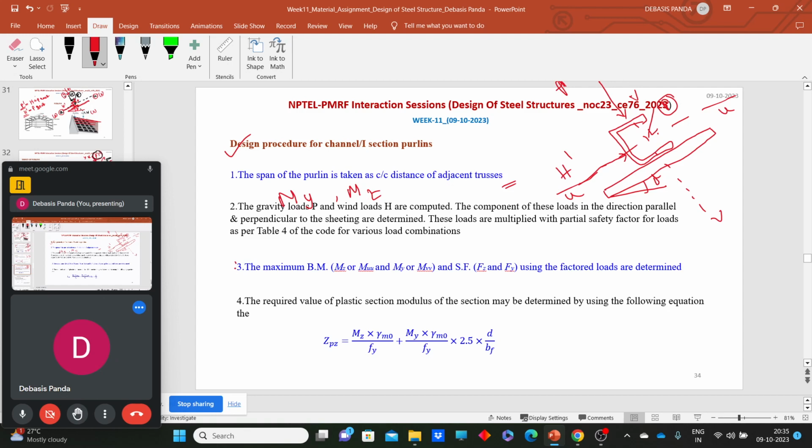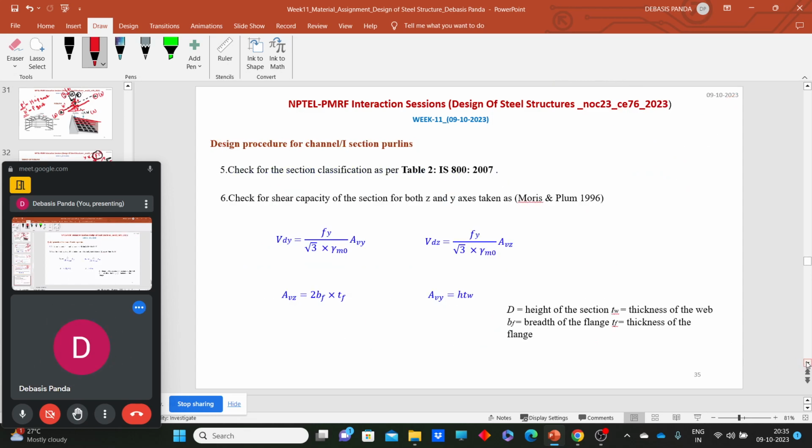Now maximum bending moment and shear force are determined. Next stage, we need to calculate the required sectional modulus. To calculate the required sectional modulus, first we need to start from a basic section or consider some section, since these two parameters of that ZPZ formula are still unknown. Then let's start with some B and TF value.